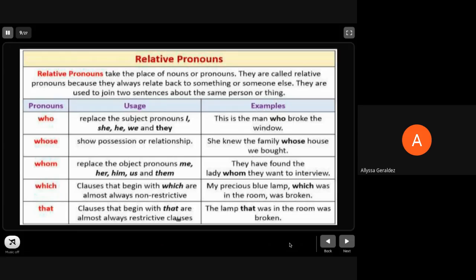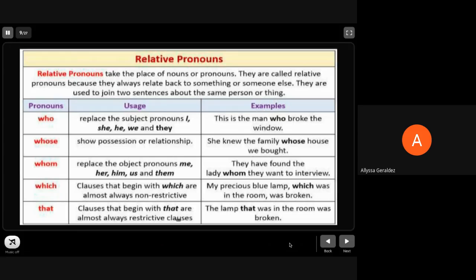Pronouns: who, whose, whom, which, and that. Who replaces the subject pronouns I, she, he, we, and they. Example, this is the man who broke the window. Whose shows possession or relationship. She knew the family whose house we bought. Whom replaces the object pronouns me, her, him, us, and them. Example, they have found the lady whom they want to interview.